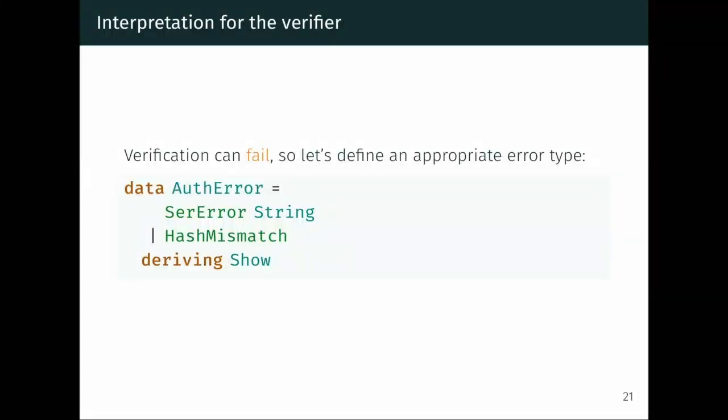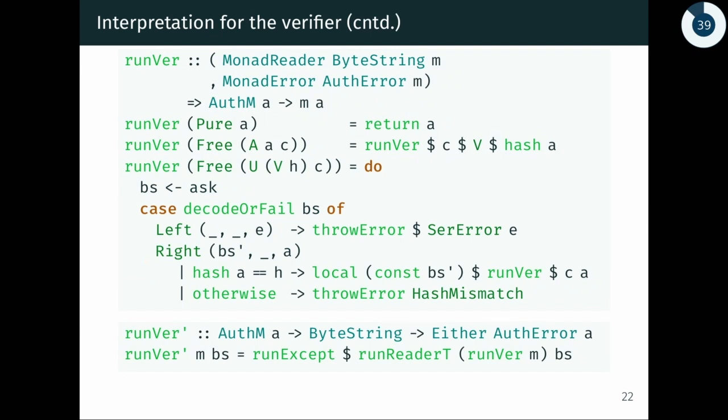Right. So that's the prover side. And on the verifier side, things can go wrong, of course. So I introduced this type for exceptions. There are two things that can happen. There can be a deserialization error, because I get some arbitrary byte string and nobody guarantees me that it was generated by the prover. Or it can actually be a hash mismatch. So for the verifier, I assume I have a reader for byte string, so that I get access to my proof stream. And I can throw these auth error exceptions. So I have a monad error.